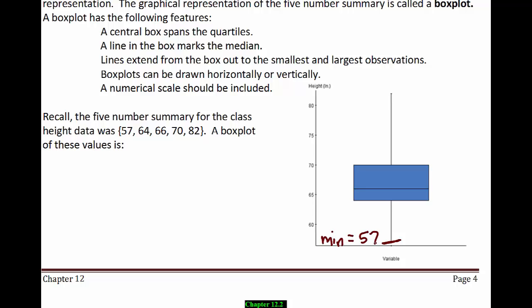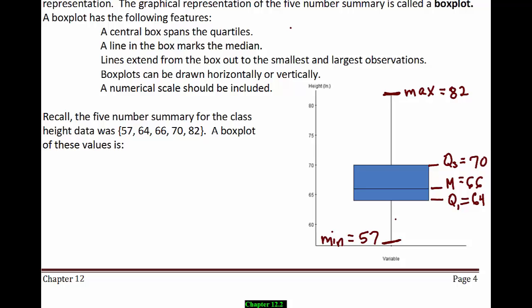So the minimum was 57. This number right here at the bottom of the box is Q1, which is 64. And the line dividing the box is the median, 66. The line at the top of the box is Q3, and that's 70. And the whisker extends up to the maximum, which is 82. So it's literally a graphical display of the 5-number summary.